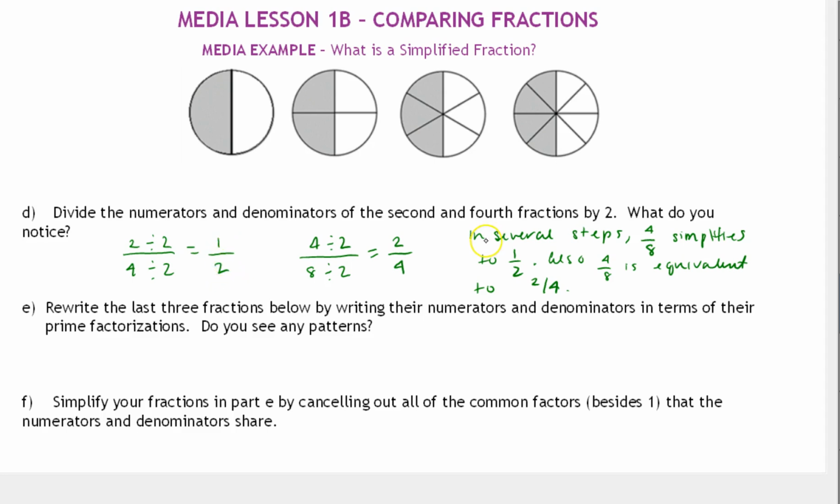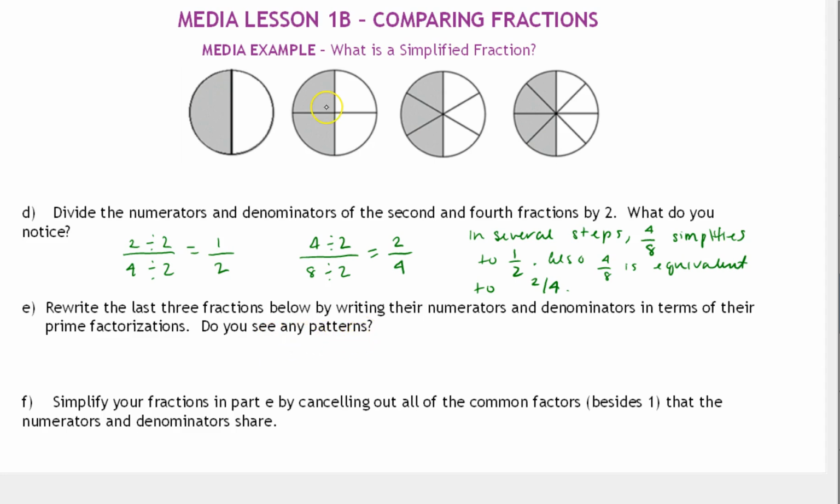Okay, so the way we did this in 2 steps, 4/8 simplified to 1/2, but that's not the only way to do it. Let's look at the next question. Rewrite the last 3 fractions below by writing their numerators and denominators in terms of their prime factorizations. Do you see any patterns?